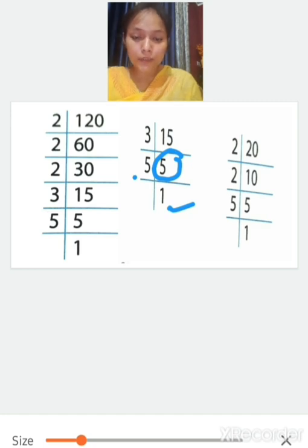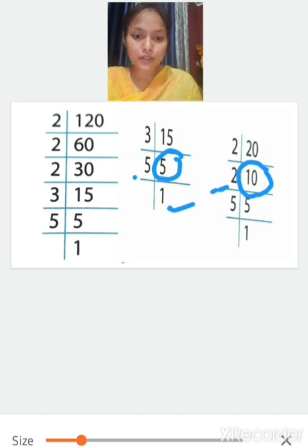When we are dividing, first we will take the smallest prime number. The smallest prime number is 2. So we'll divide 20 by 2. How many times will it go? 10 times. So 2 tens are 20. Now again we will take the prime number 2.